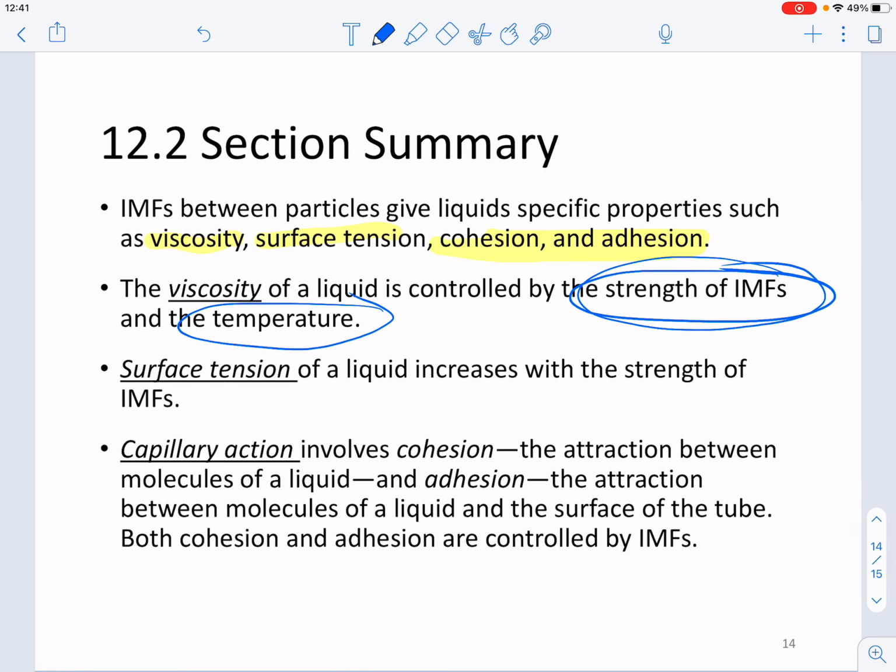It does affect, and the only thing that you have to remember is that if you increase the temperature, you decrease the viscosity of the liquid. Okay, surface tension also increases with the strength of intermolecular forces.